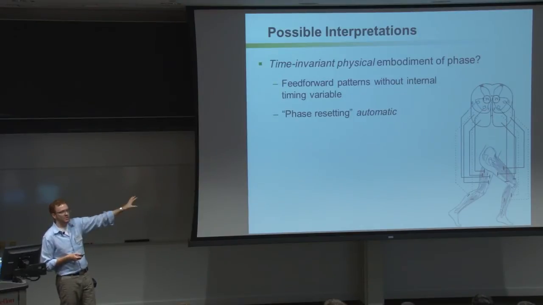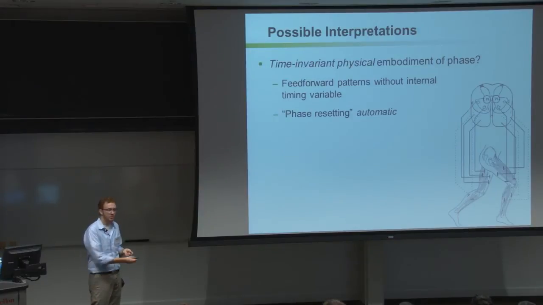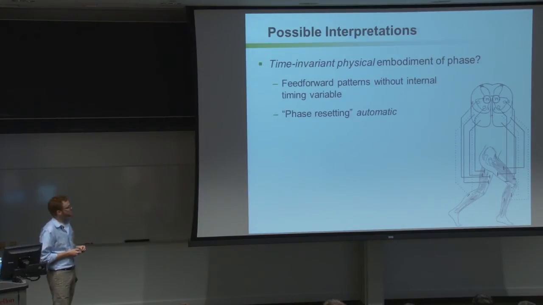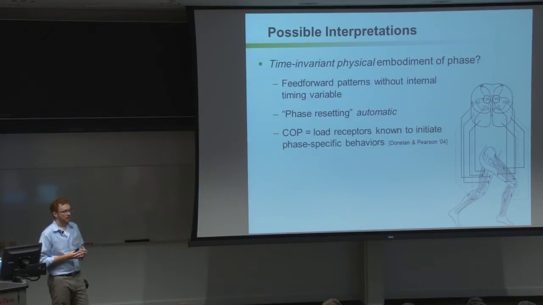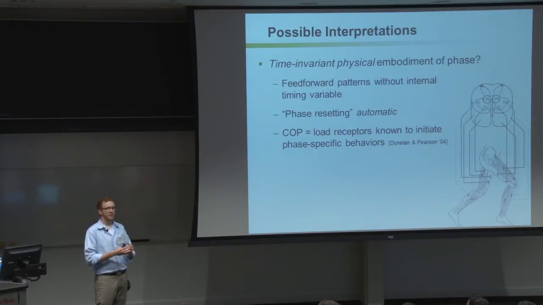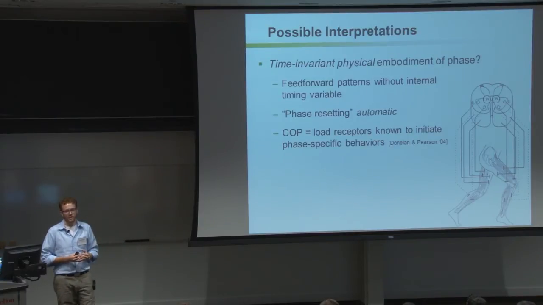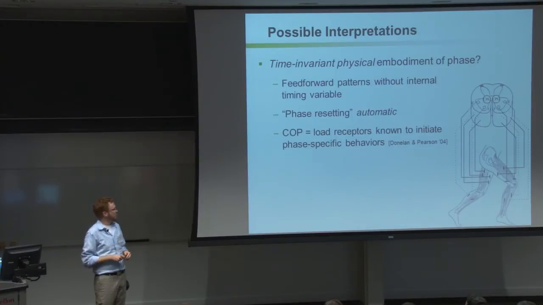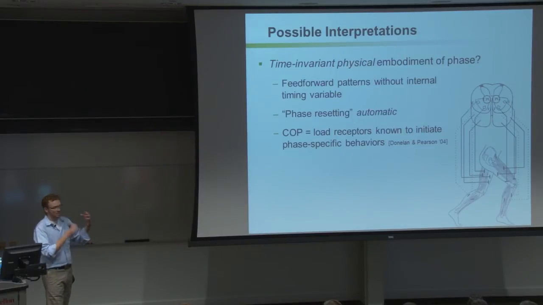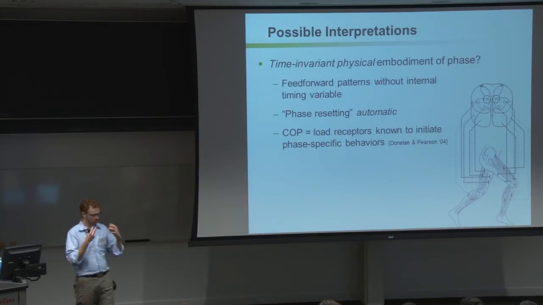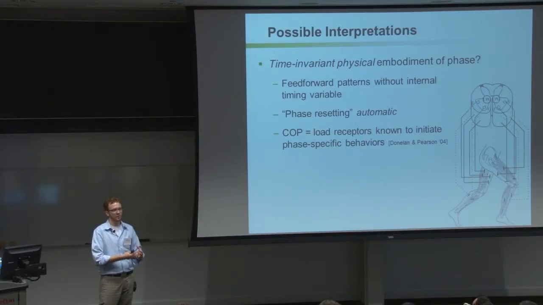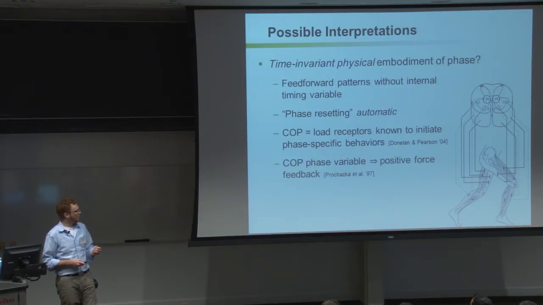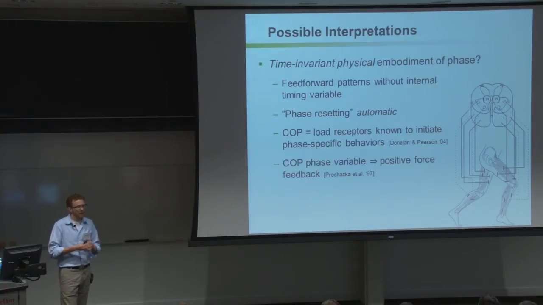So there have been many observations of phase resetting in response to perturbations or stimulus. And this would happen automatically because the variable would be measured. So the disturbance would be measured directly, and that would influence the pattern. And there's also a lot of evidence to suggest that load-related receptors initiate phase-specific behaviors during locomotion. And Max Donelan has a great review paper on that. And so one way to think of the center of pressure is that it's the combination of these load-related receptors, which we know are involved in phase-specific behaviors. Now, there could be a different variable. Any unactuated monotonic variable could be a candidate for phase.